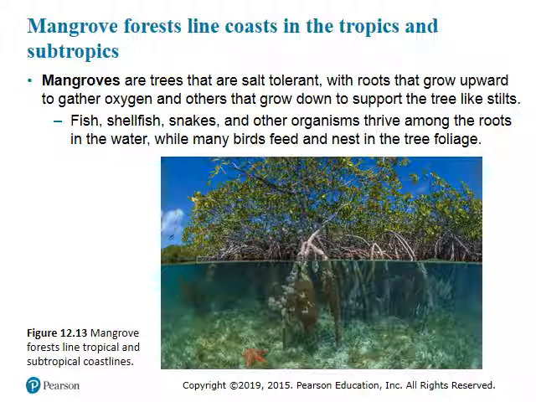Mangrove forests will typically line tropical and subtropical coastlines. These are very prominent off the coast of India, parts of Indonesia, and other parts of Southeast Asia as well. You see these in Florida.